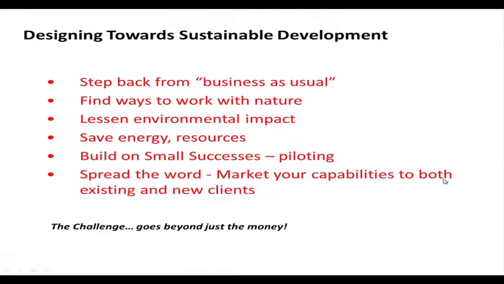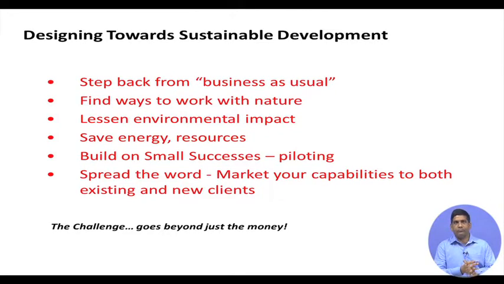So how will you go about it? First of all, step back from business as usual. If you have to step back from business as usual, as we were saying, think outside the box. It's not business as usual anymore. We have to find ways to work with nature, how to make that happen. Lessen the environmental impact. Save energy, resources. We have to work out how to do that.